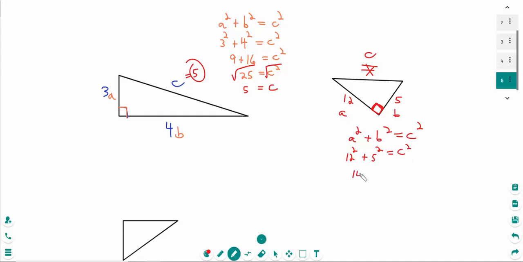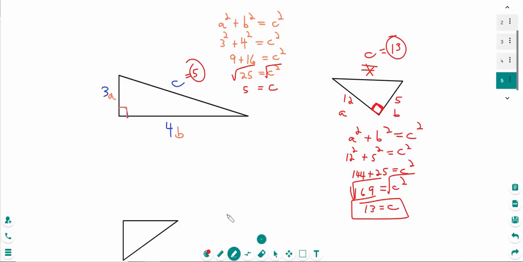This is going to be 144 plus 25 is equal to c squared. And if we add those up, we end up with 169 equals c squared. Now if we square root both sides, kind of a tricky one here, but that's actually 13. And again, we're going to choose the positive 13 because negative doesn't make sense. And therefore we know that c is equal to 13. All right? It's as simple as that.